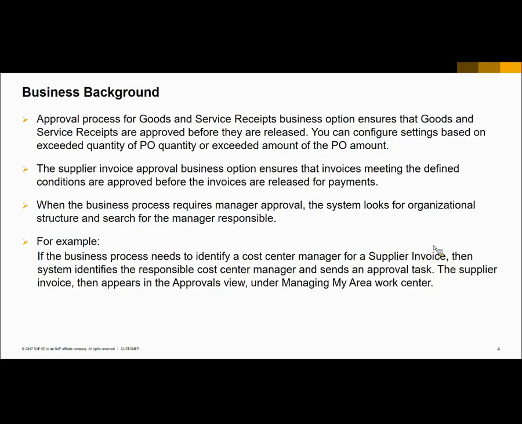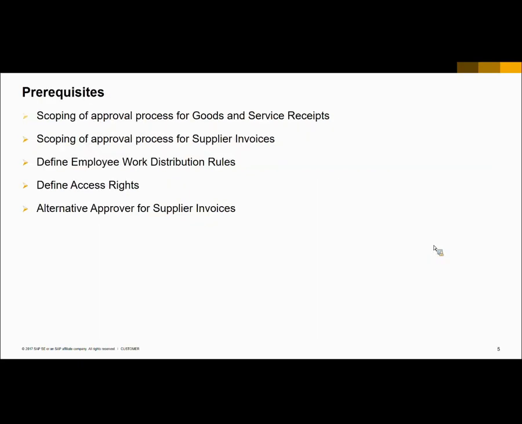So let me move to the next slide. These are the prerequisites which need to be maintained before we start today's presentation. That is, you have to maintain the approval process for goods and service receipts, then the approval process for supplier invoices. Then we have to maintain employee work distribution rules, and then provide the access rights for employees who create the goods and service receipts as well as the supplier invoices. In turn, we call them an accountant. And we do have another concept called alternative approval for supplier invoices as well. We can talk about this concept later.